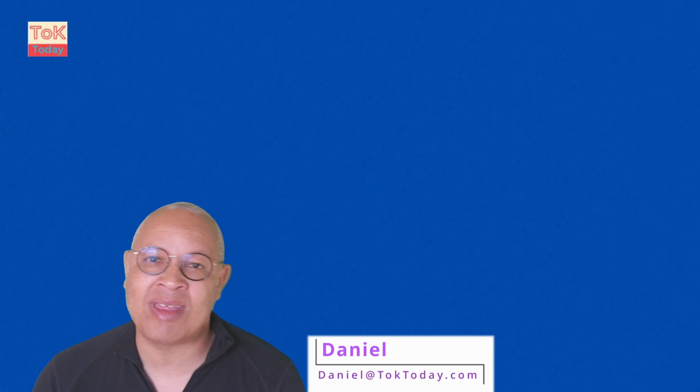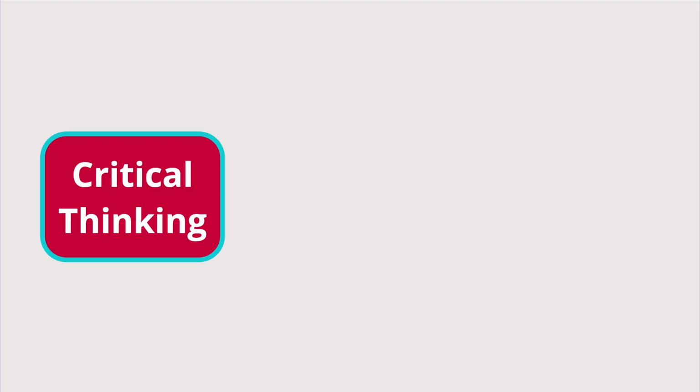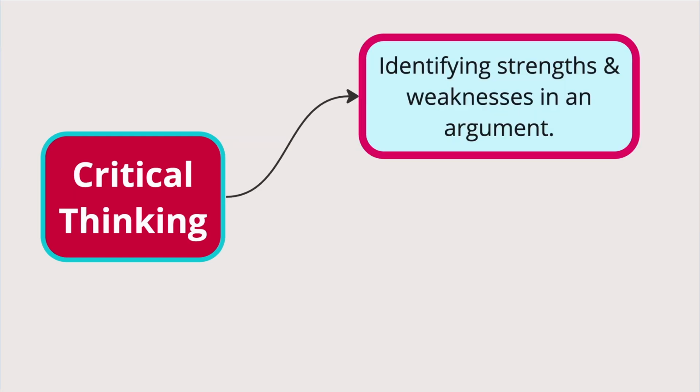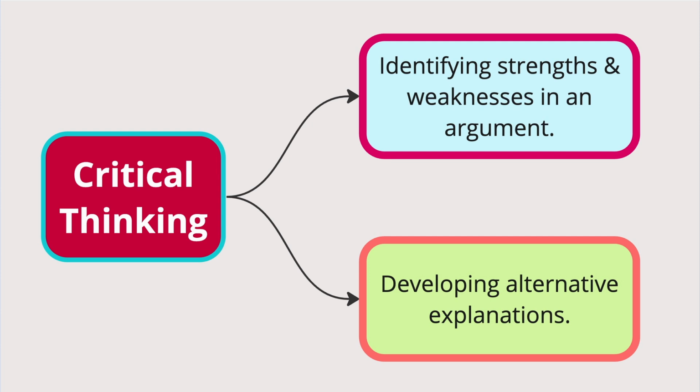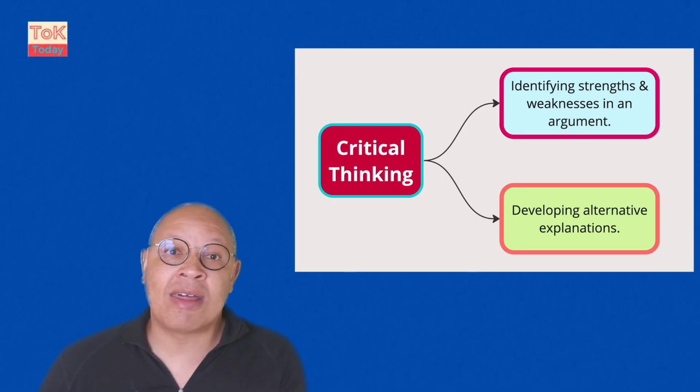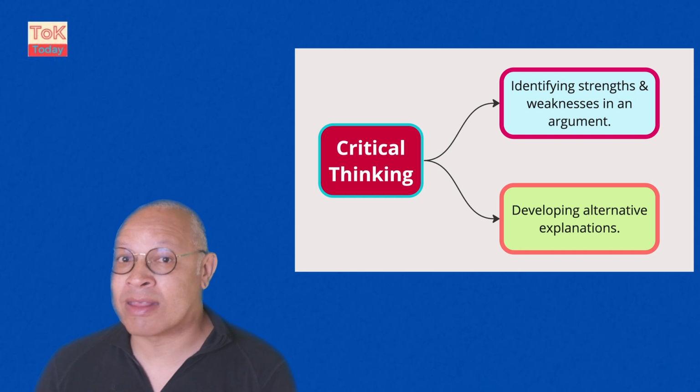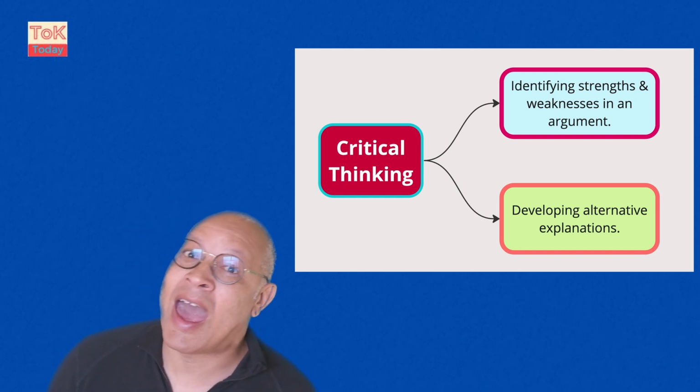Critical thinking is core to understanding and achieving high scores in ToK. I think that critical thinking has two main elements to it. Firstly, it's identifying the strengths and weaknesses in an argument. Now, this is often called evaluation. And secondly, it's being able to develop alternative explanations to those that are presented. Now, there are, of course, many other elements that contribute to critical thinking, but by focusing on these two skills in particular, we target the skills and knowledge that students need to do well in ToK.